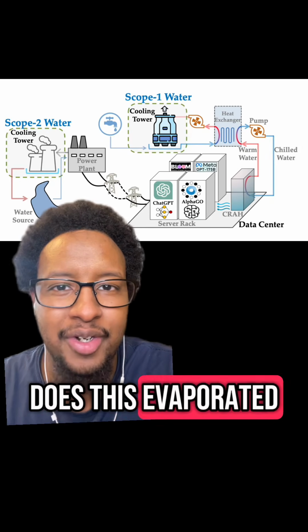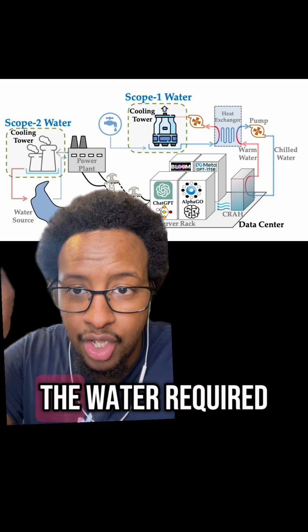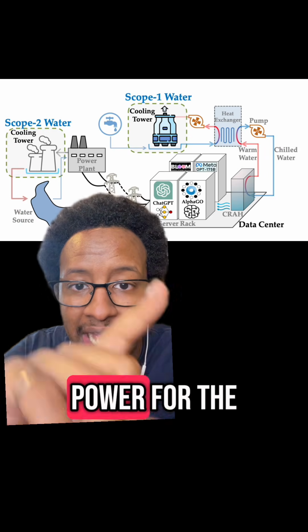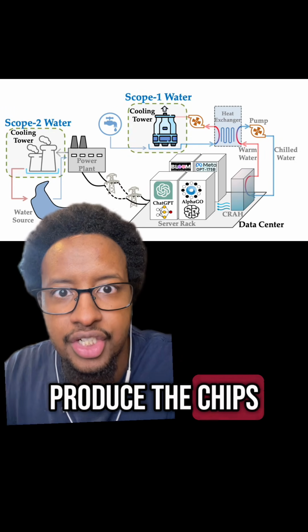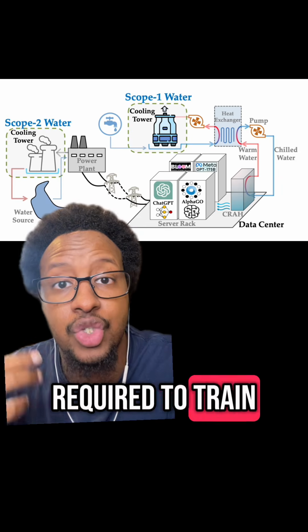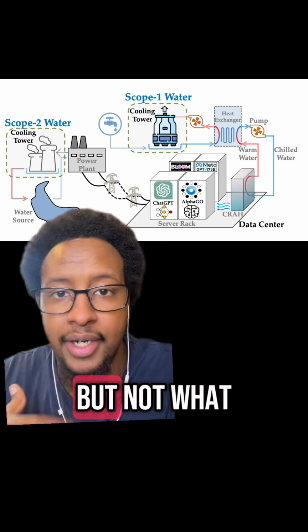So where does this evaporated water eventually go? That is unfortunately beyond the scope of this presentation. And this is not even taking into consideration the water required to generate the power for the data center, or the water required to actually produce the chips, or the water required to train the AI. That 500 milliliter number does take that into account, but not what I was explaining.